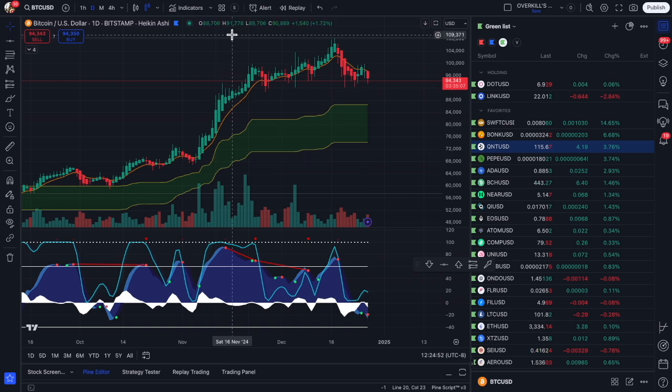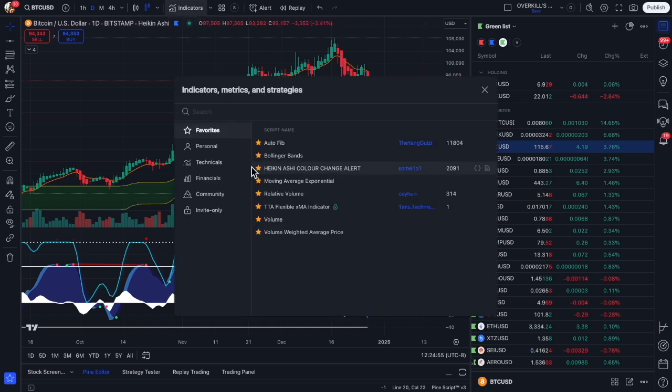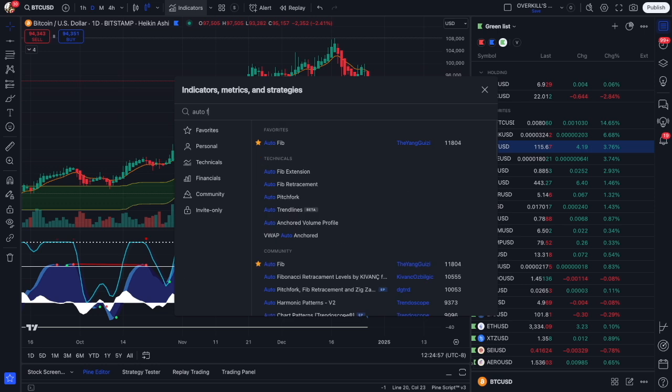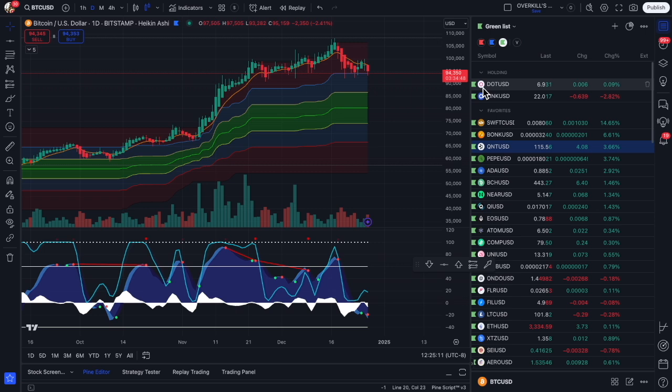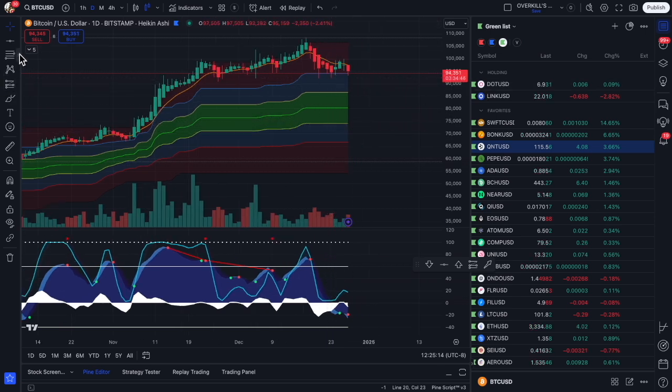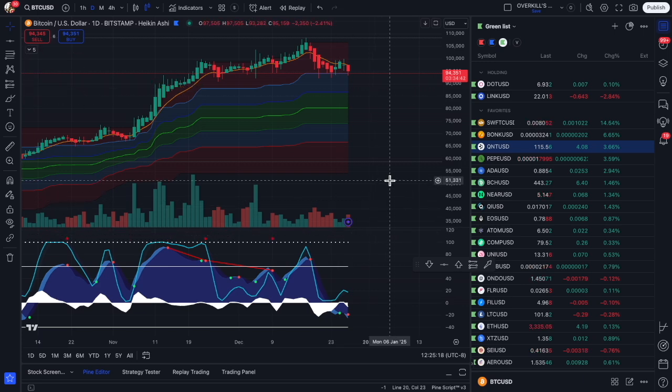So with that being said, again, if you want to add it to your chart, go up here to the Indicators tab and type in Auto Fib. Okay, and again, you want to use the Yang Guzi. I think I'm butchering that name, but just type in Auto Fib, and it's going to be the top one. I normally star this, but if you want to add it to your chart, just go ahead and click it. And what that's going to do is it's going to pull up. Let me go ahead and hide mine because I use a very specific set of settings on this.